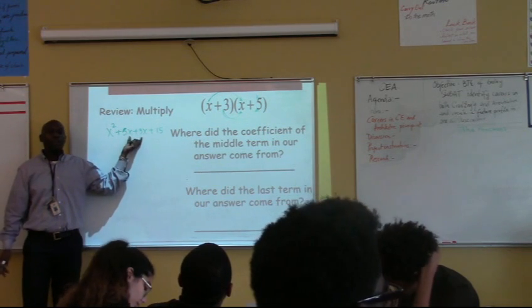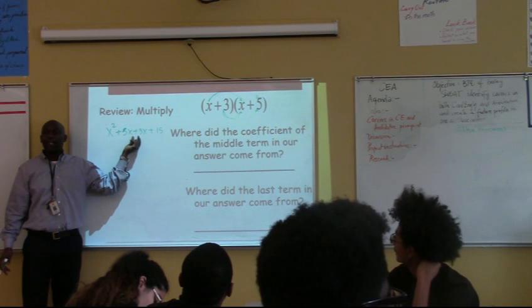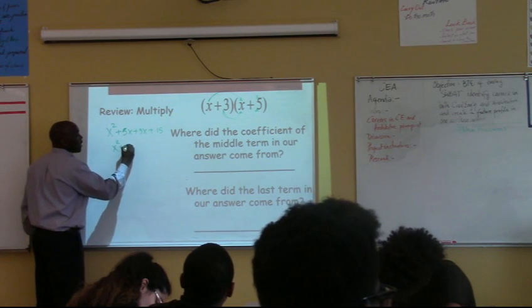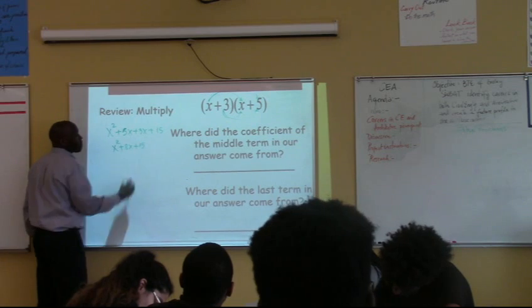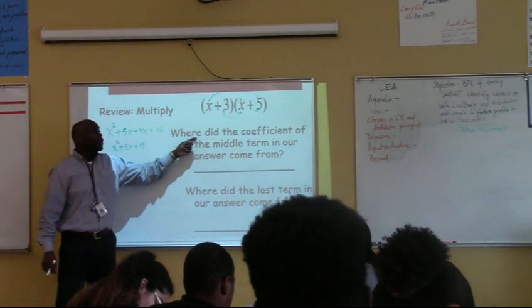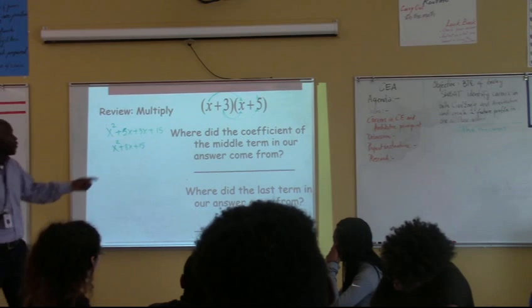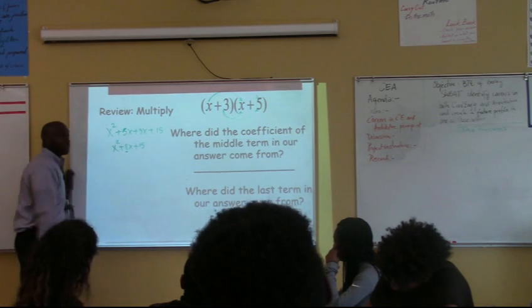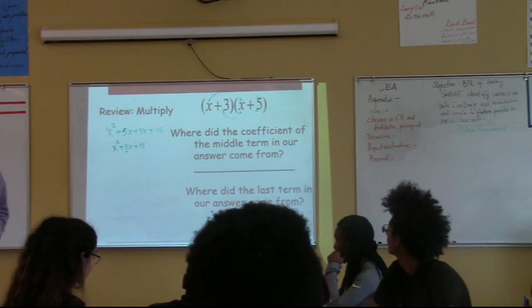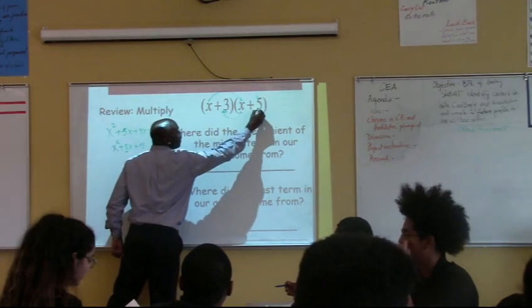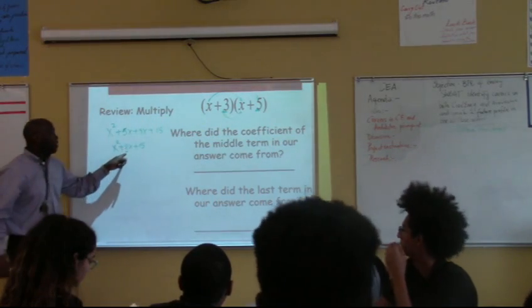So what can we do in the middle? We can combine like terms. So we're going to get x squared plus 8x plus 15. Alright, so the question is, where did we get the coefficient for our middle term? The coefficient, remember, is the 8. We got the 8 by adding the 5 and the 3. So immediately you can see that if we add the 5 and the 3, we get our middle term.